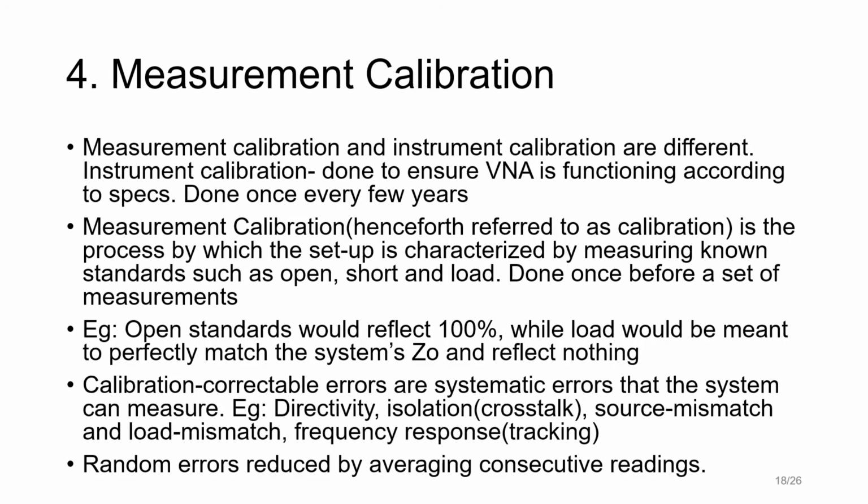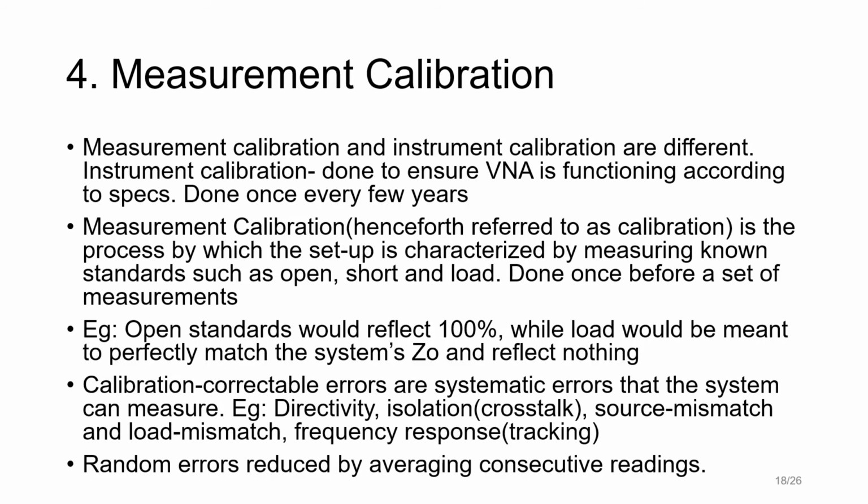There are different kinds of errors which can affect RF systems. We would broadly classify them as systematic errors, random errors, and drift errors. Only the systematic errors can be removed by performing calibration. I'll name a few errors now. The errors are directivity, isolation, source mismatch, load mismatch, and frequency response. I'll explain a bit more about each of these kinds of systematic errors that may be present within the VNA and the test setup.